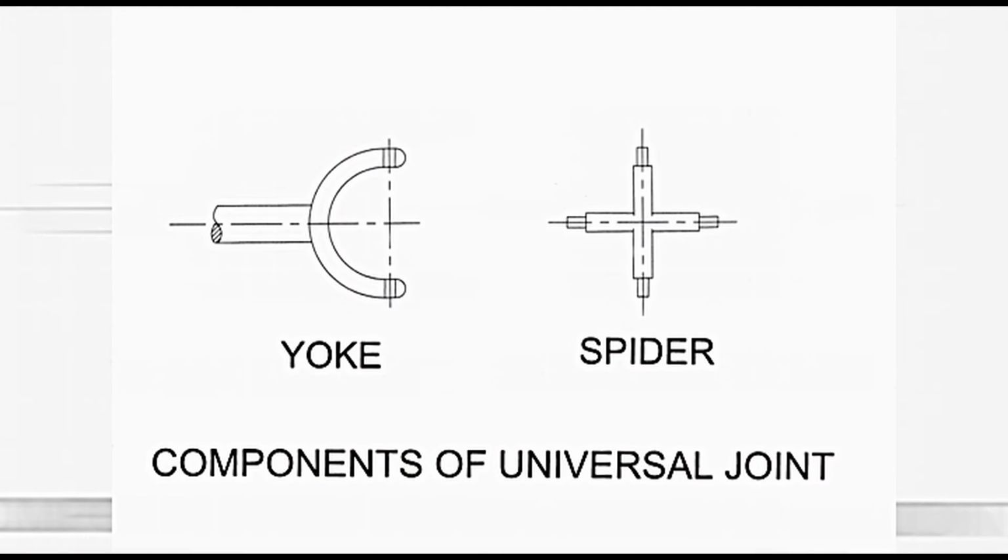There are certain problems associated, one of them being the fluctuation in the speed of driven shaft. The rotary speed of driven shaft fluctuates. How this problem is tackled will be explained in the later part of this episode. Presently, let us look into a simple universal joint. The diagram presents the components of joint. These are yoke and spider. Yoke is mounted at the end of shaft.